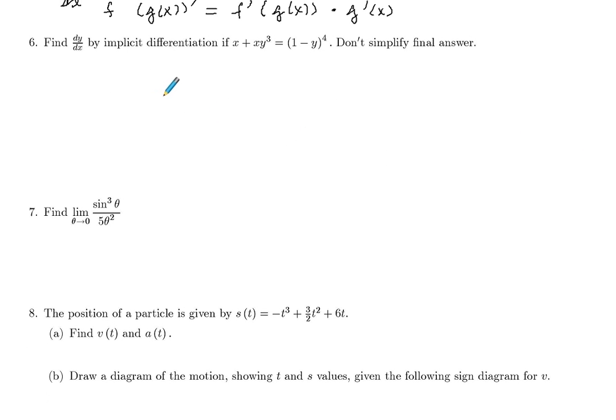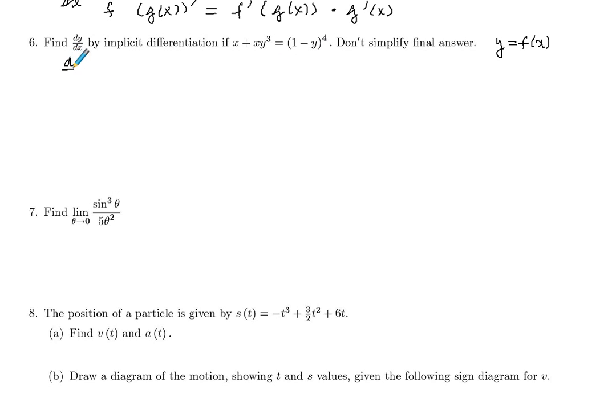Okay, next up we are doing some implicit differentiation. So x plus xy cubed equals 1 minus y quantity to the 4th. And we remember here that y equals f of x. Y is a function. So when you differentiate x, you get 1, but if you differentiate this y, you get y prime, or dy dx. Alright, so we want to take derivatives of both sides.